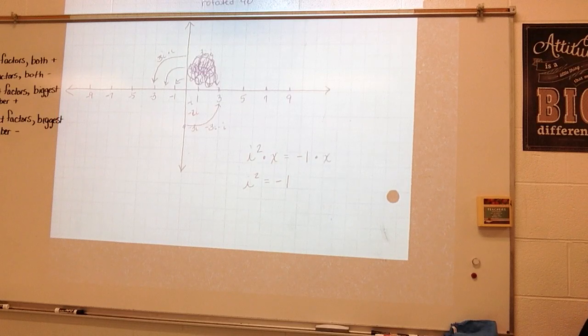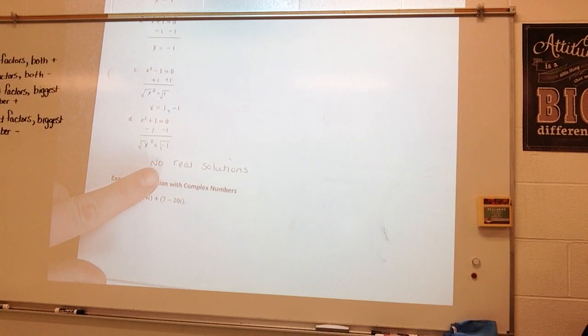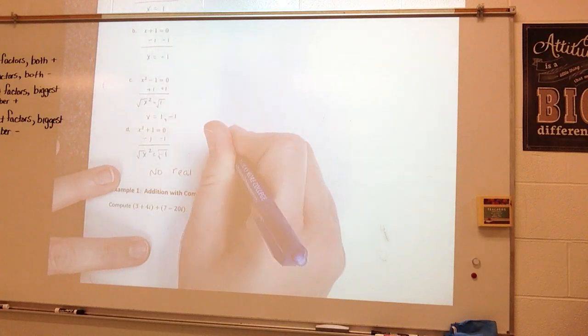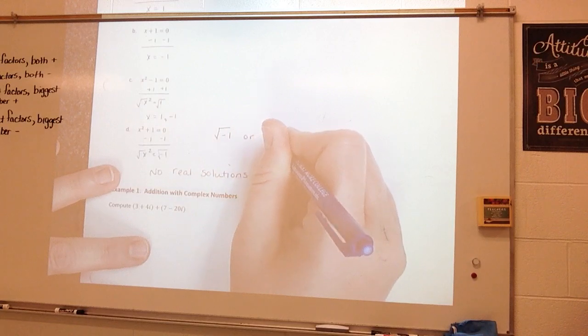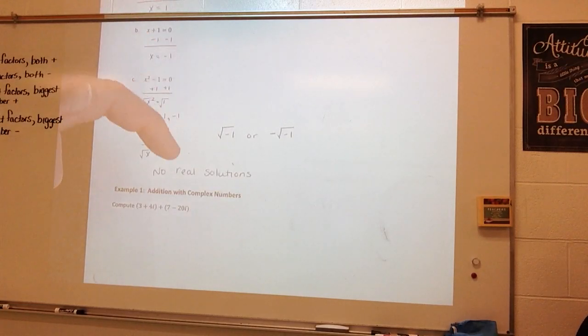Well, why might this new number be useful? If you recall from the opening exercise, we had a problem that looked like this. Alright? We said that there were no real solutions because I could not take the square root of a negative number. However, because we know that I squared is equal to negative 1, let's think about this. If I take the square root of this, I would get the square root of negative 1 or the negative square root of negative 1. Alright? Because we know square root can be positive or negative.